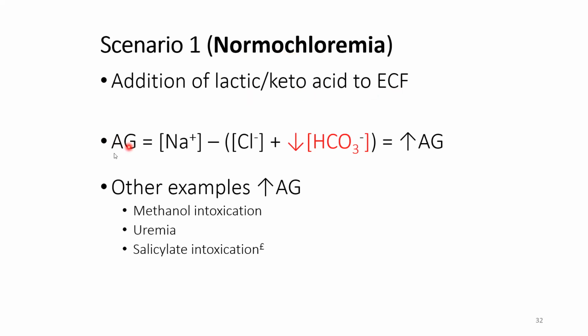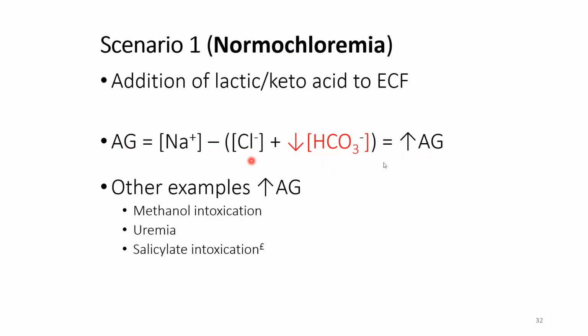Now let's solve the anion gap equation. It was sodium minus chloride plus bicarb, right? So these anions do not feature here. Only chloride and bicarb feature here. And since they are acids, they will obviously consume your bicarbonate. The bicarbonate goes down, which results in the anion gap increasing above normal. I hope you got this.